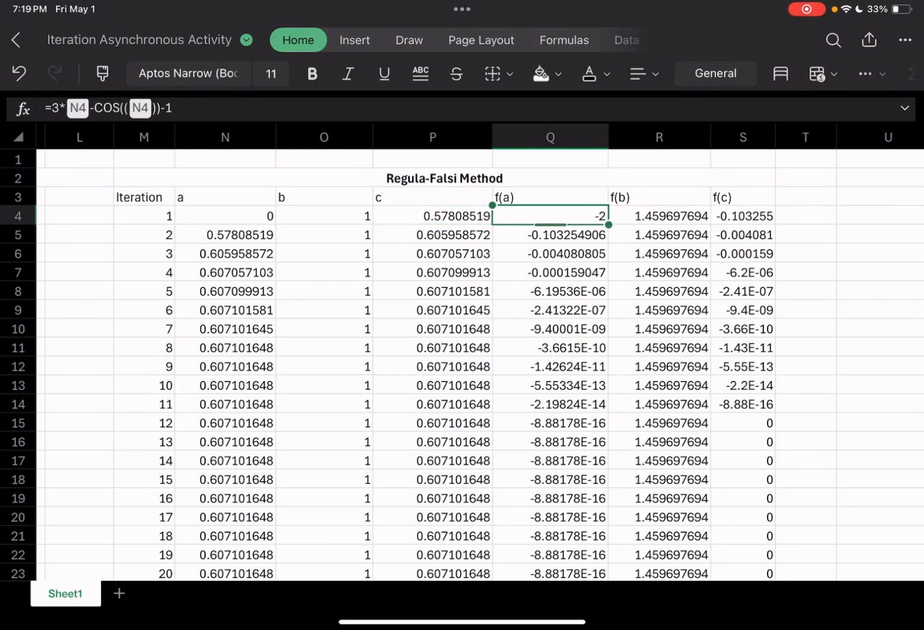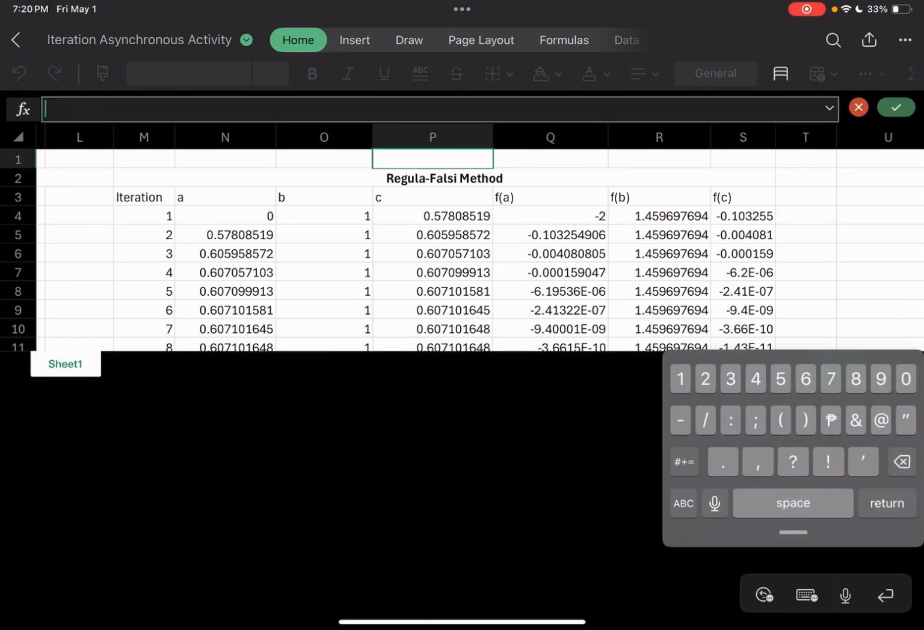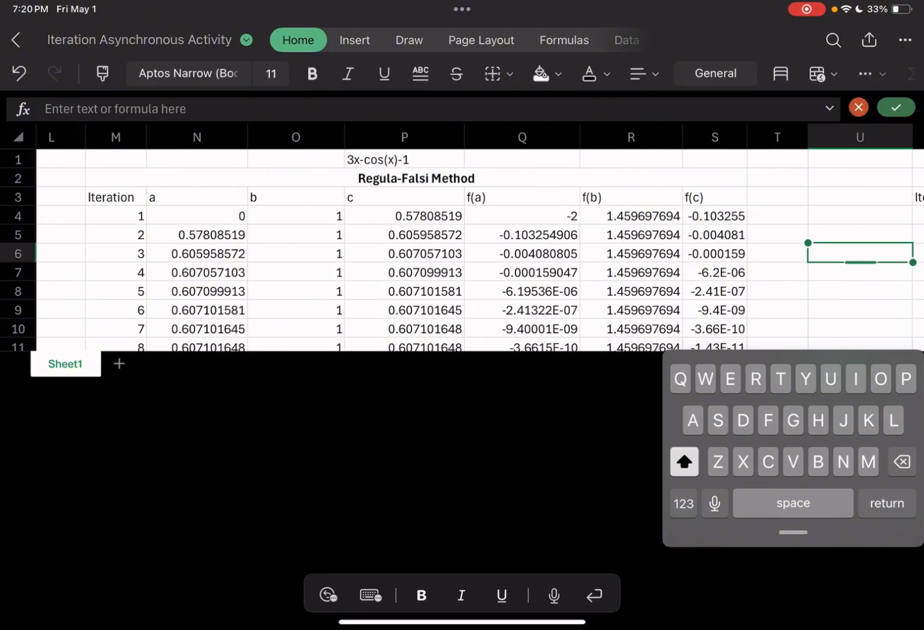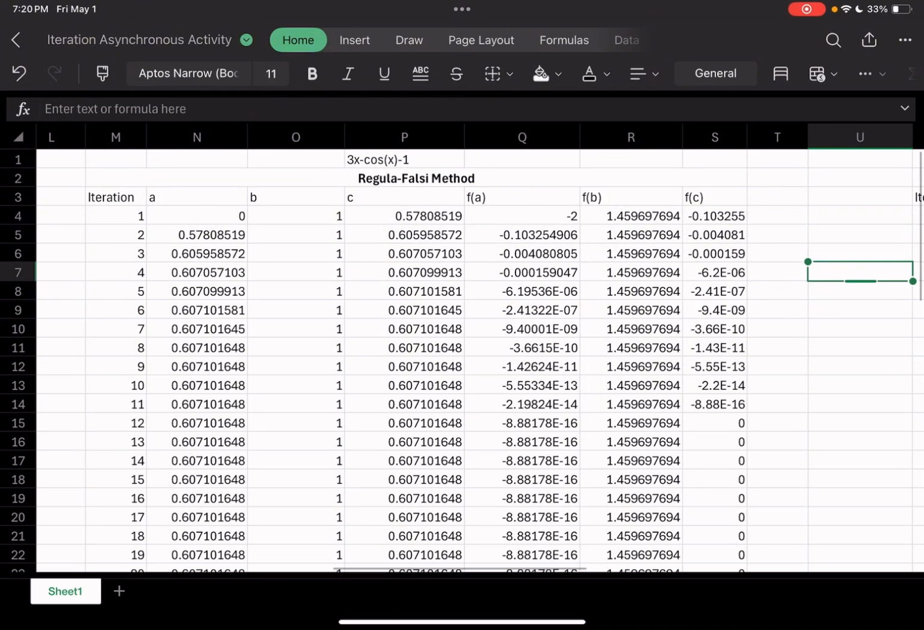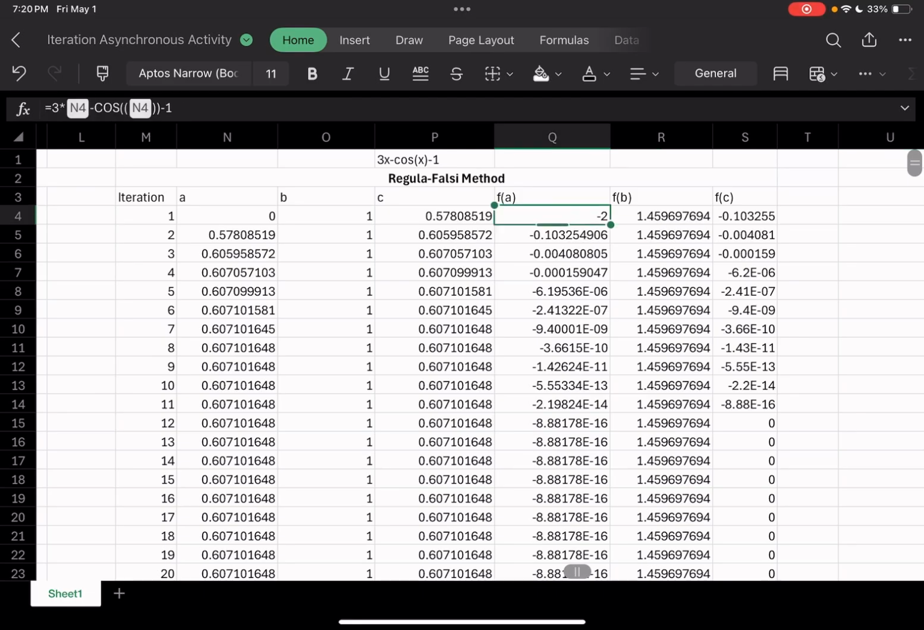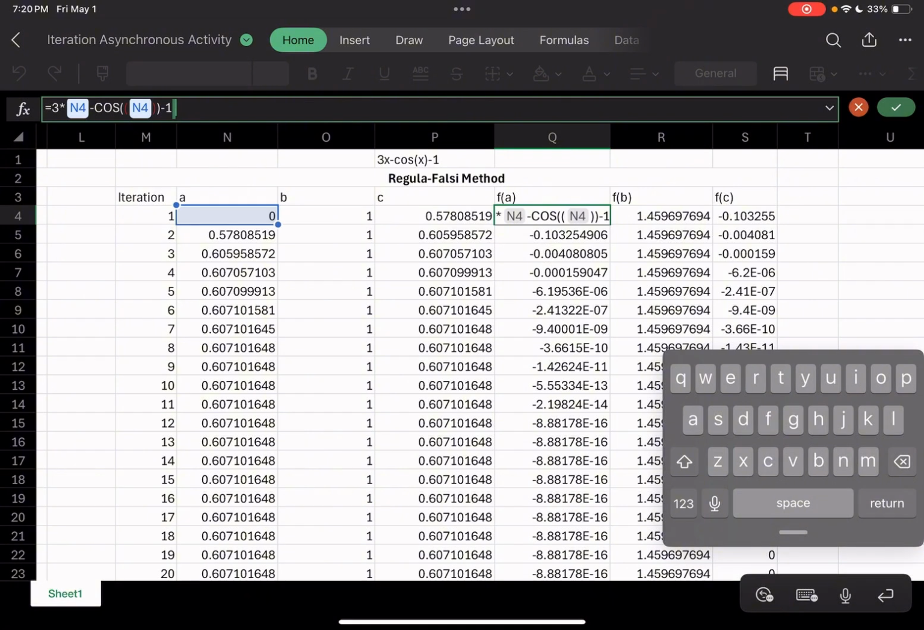So next, our F of A, just like what we did with the bisection method, just simply plug in the values of A, which is this one, into the formula right here: 3x minus cosine of x minus 1. And that would give us negative 2. Now do the same for B and C. You can just simply copy this equation, like what I'm going to do right here.